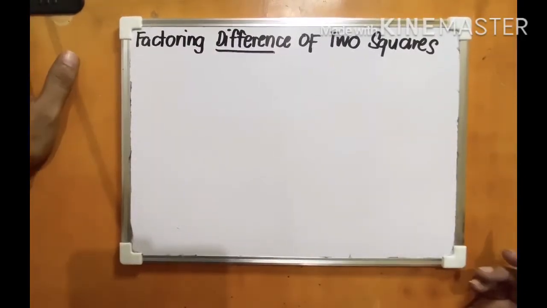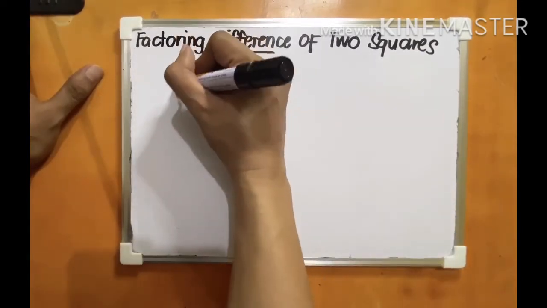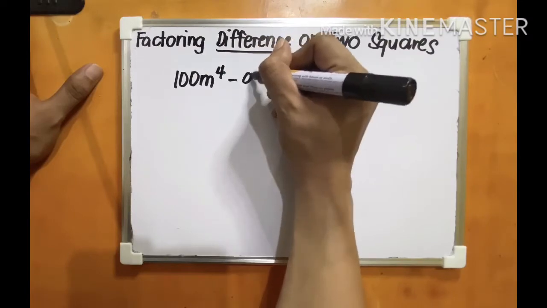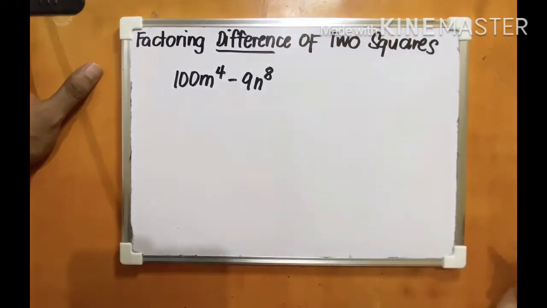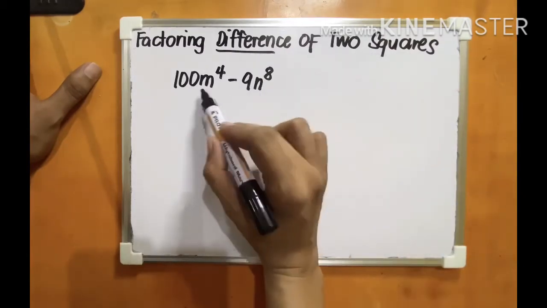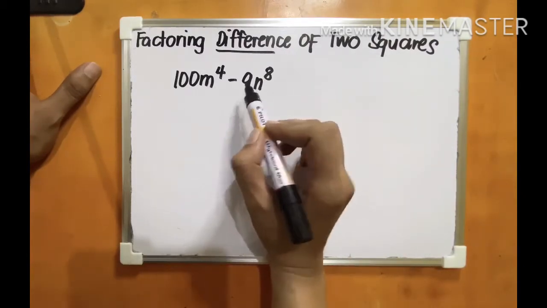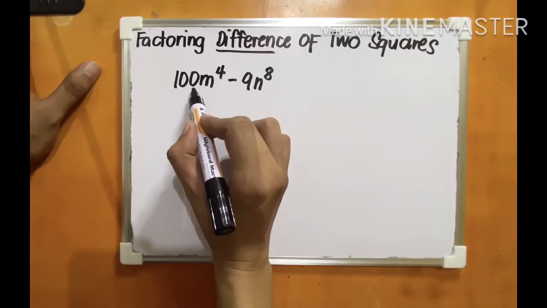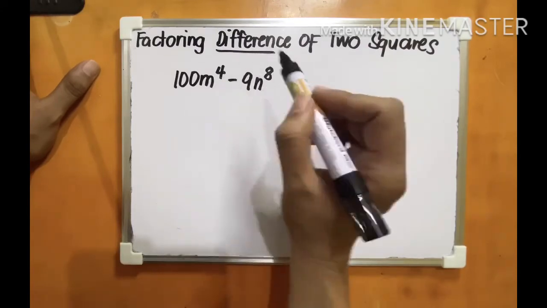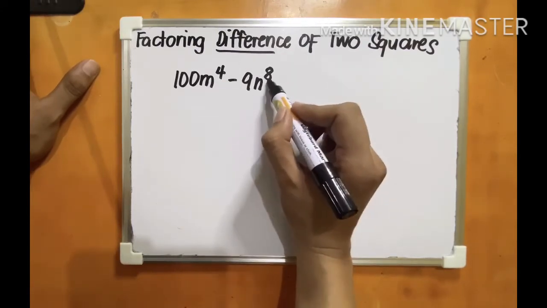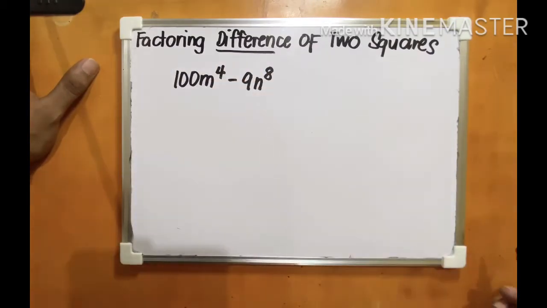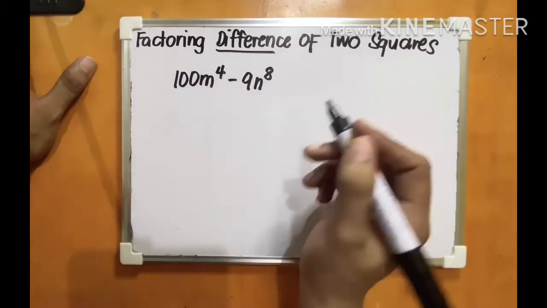Okay, let's have another example. Let's have 100m raised to 4 minus 9n raised to 8. It cannot be called difference of two squares if one of these terms is not a perfect square. So let's check first. 100 is a perfect square. The exponent of m is 4. If 4 is even, check. 9 is a perfect square. And exponent 8 is even. So check. They are both perfect squares. So let's proceed to the factoring process.